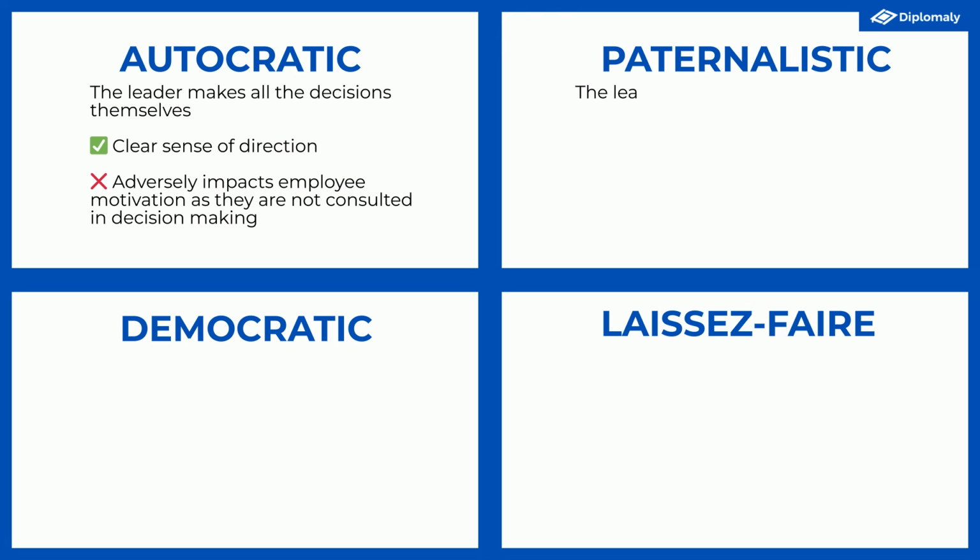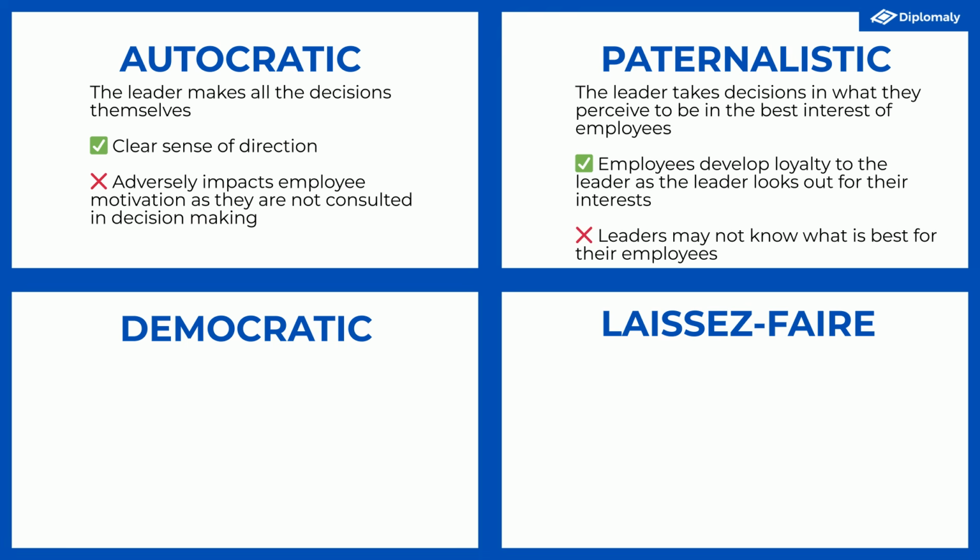The second is paternalistic leadership, where leaders take decisions in what they perceive to be the best interest of employees. Here, employees are welcome to provide feedback and often develop loyalty to the leader, as the leader aims to look out for their interests. However, remember here that leaders don't always know what's best for their employees and still take decisions based primarily on their own perceptions.